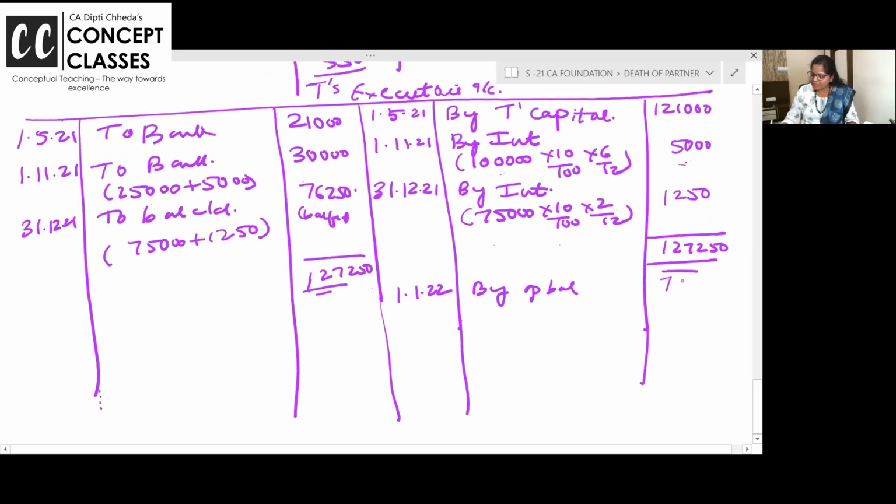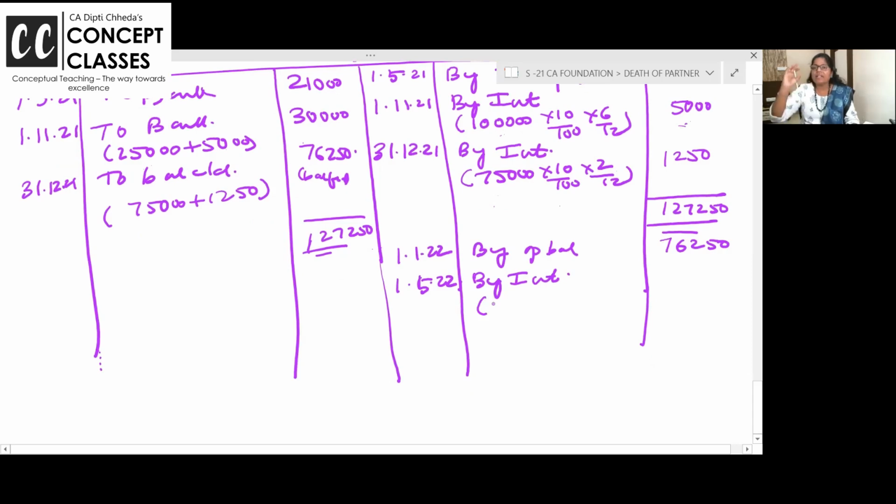Opening balance 76,250. Now on 1st May 22, pay interest. Pay the interest for how many months? 4 months: January, February, March and April. 75,000 into 10% into 4 by 12. Why 4 months? Because 2 months you have already accrued earlier. So now 4 months: 75,000 into 10% into 4 by 12, which is 2,500.